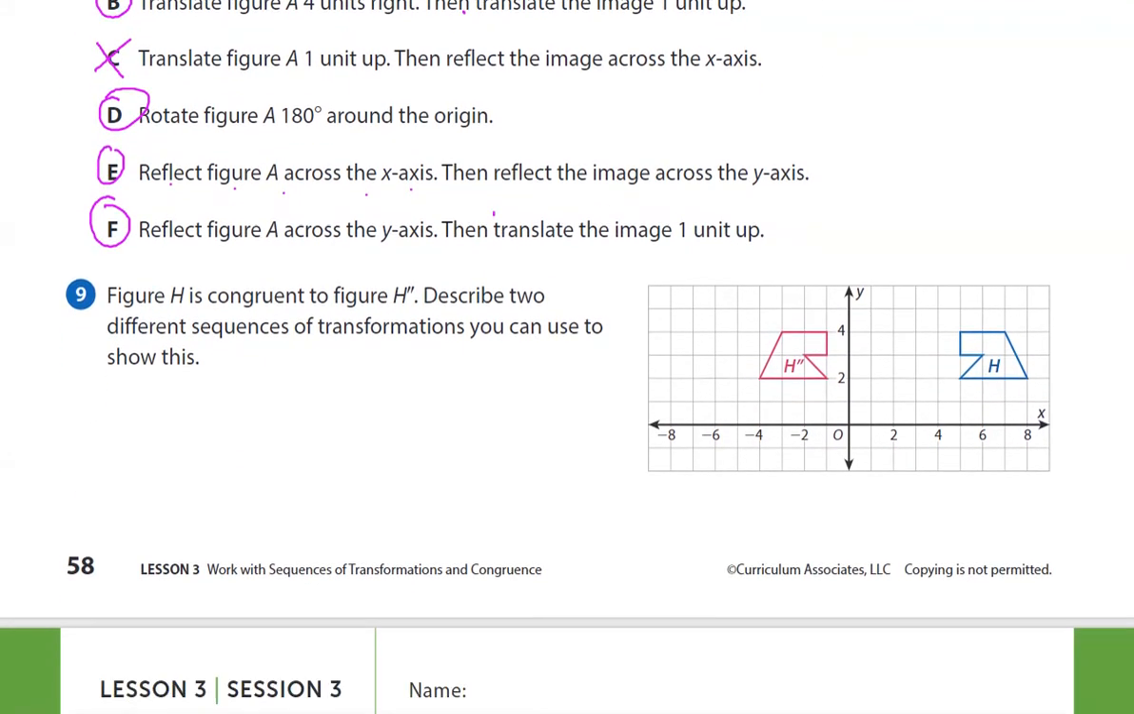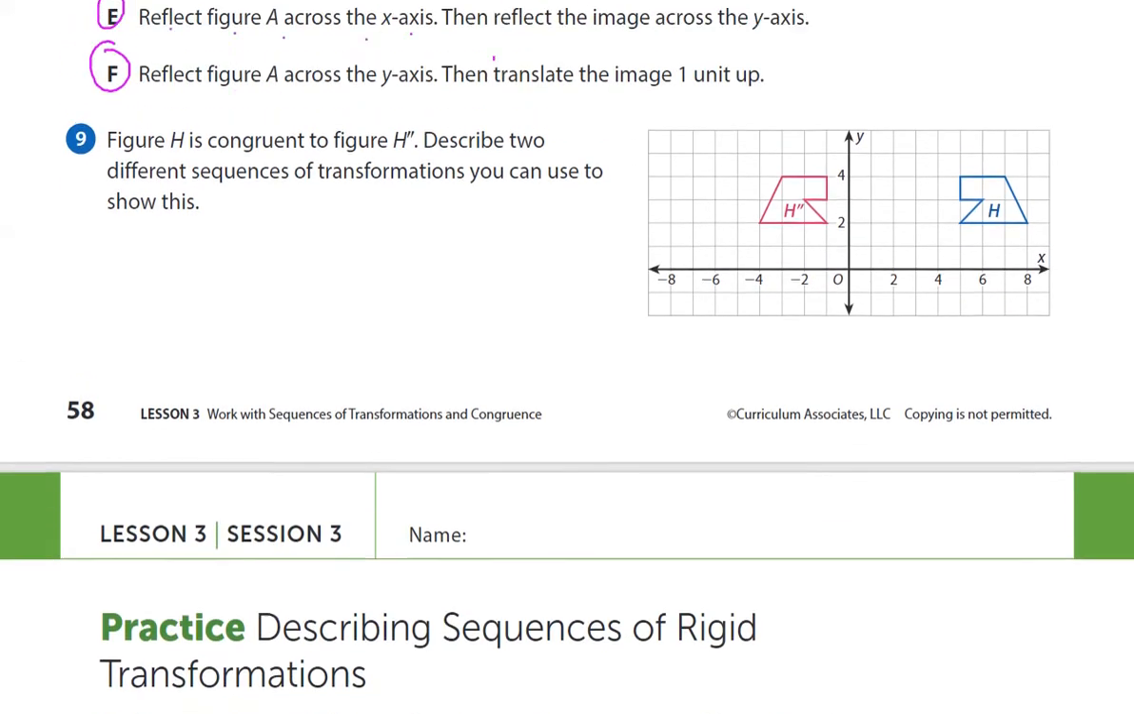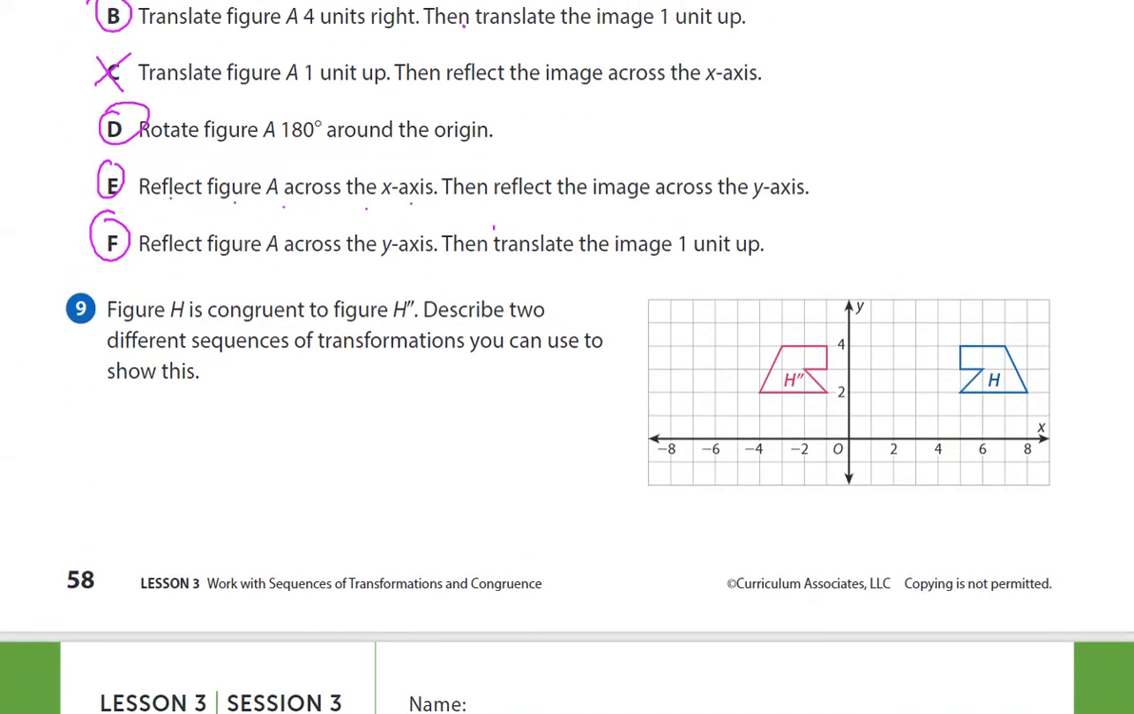Okay, here's our last practice problem together, and then you have your green pages on your own. Figure H is congruent to figure H prime 2. Describe 2 different sequences of transformations you can use to show this. Okay, I'm going to make a little chart here. We're going to do the first ones over here, and then the second ones over here. Okay, so what do we want to do?